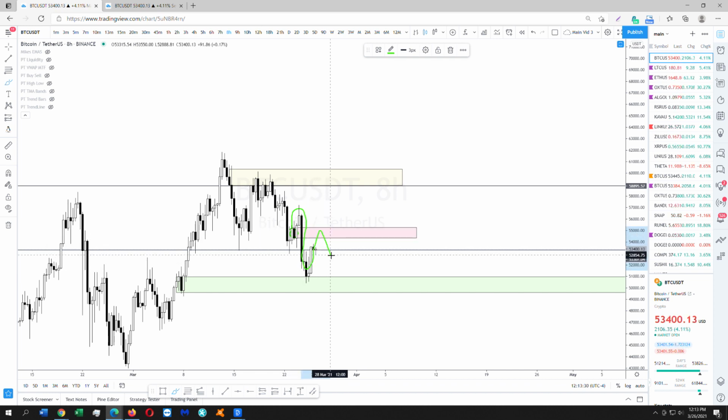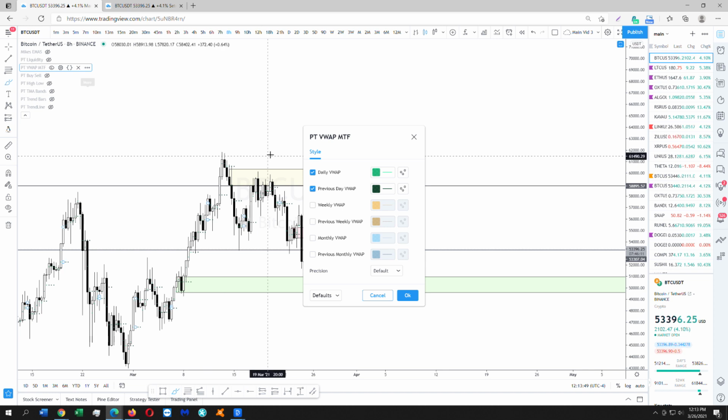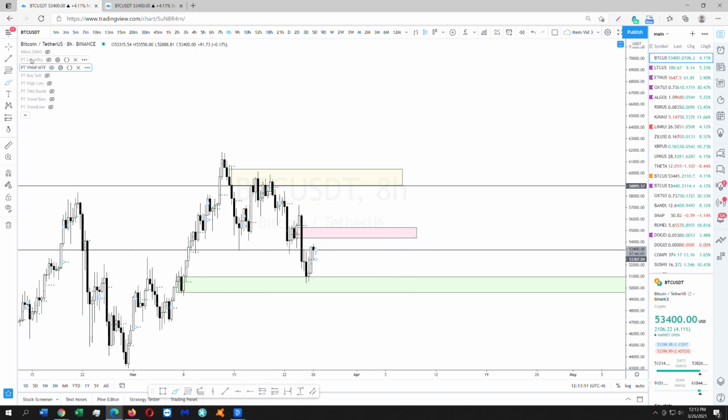If we reject and come back down here, it's fine, because then you're gonna take this and go straight back up. But if we reject over here and come all the way down and break this low, what did I tell you guys? What are we targeting? We're targeting, where are we? VWAP. Previous day VWAP. Okay.